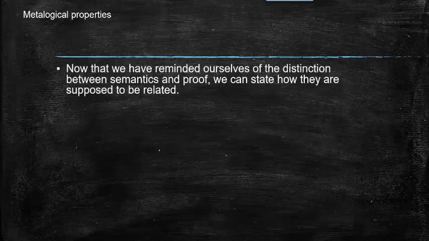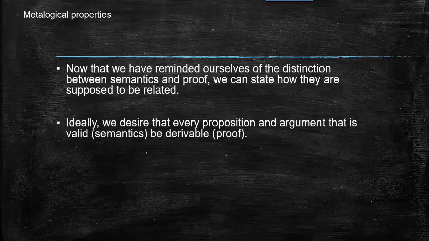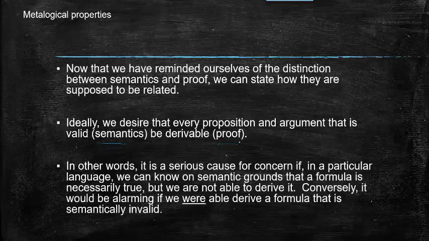Now that we have reminded ourselves of the distinction between semantics and proof, we can state how they are supposed to be related. Ideally, we desire that every proposition and argument that is valid, semantics, be derivable, proof. In other words, it's a serious cause for concern if, in a particular language, we can know on semantic grounds that a formula is necessarily true, but we're not able to derive it.